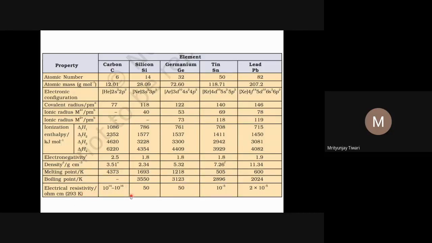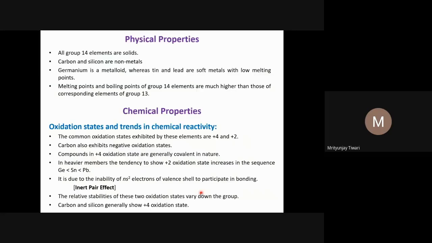However, the resistivity of silicon and germanium is not very high. It is between metal and non-metal, and so they are semiconductors or metalloids. The resistivity of tin and lead is very low, which means the conductivity is high, and that is why tin and lead are metals.